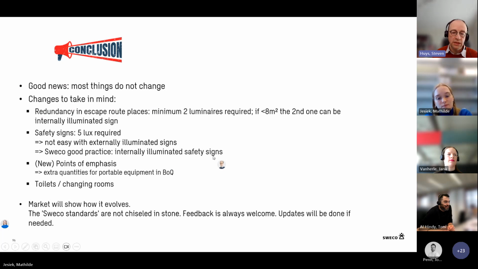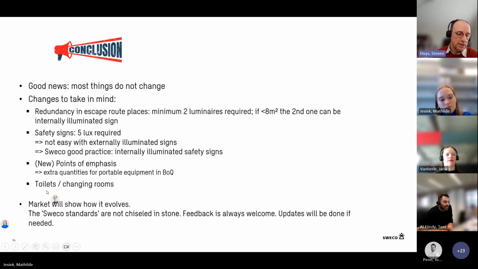I know in Belgium it's not very common, but in other European countries like the Netherlands, France, Germany, it's already a good practice. So I think we must jump onto it, and I think we are, as Sweco, big enough to make this change in the market. And then the points of emphasis, some of them are new, most of them are not new, but make sure for the extra quantities in the bill of quantity.